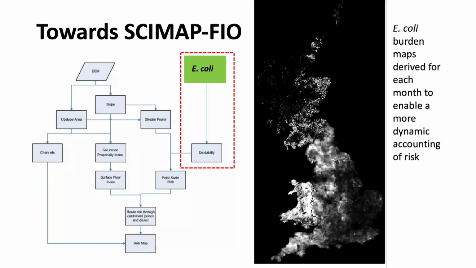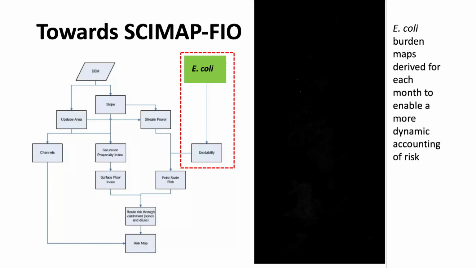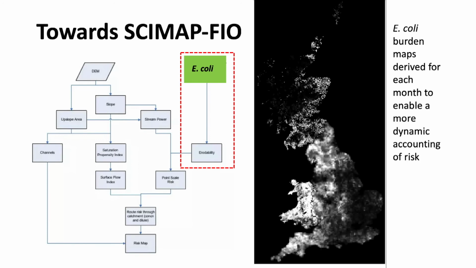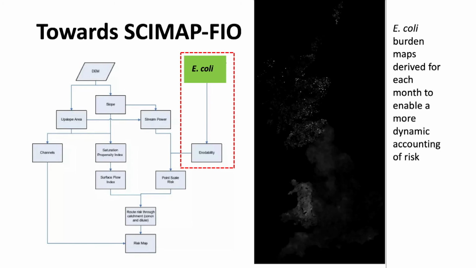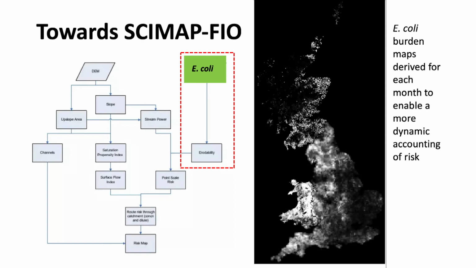So this is the same data but just shown in black and white through an animation that Phil produced. But what you can see is basically the change in E. coli numbers as we move through January, February, March, all the way through to December, with peak E. coli accumulating during the summer months. And that's in the background of SCIMAP FIO. So we have a dynamic accounting for what's happening with the E. coli on land. So that got us around that time integrated issue to make it a more dynamic approach.